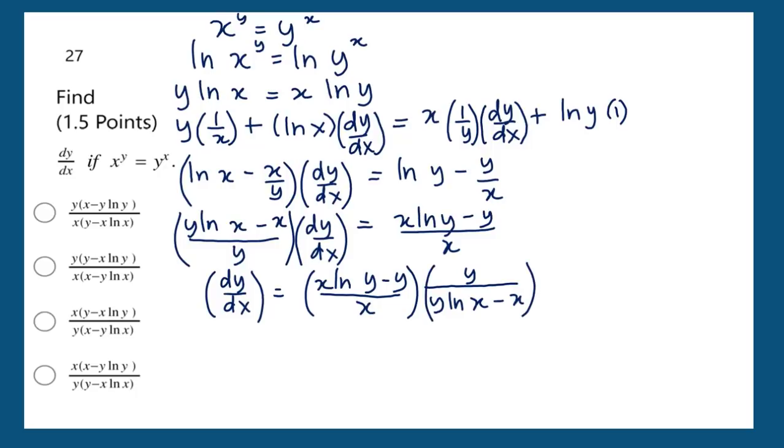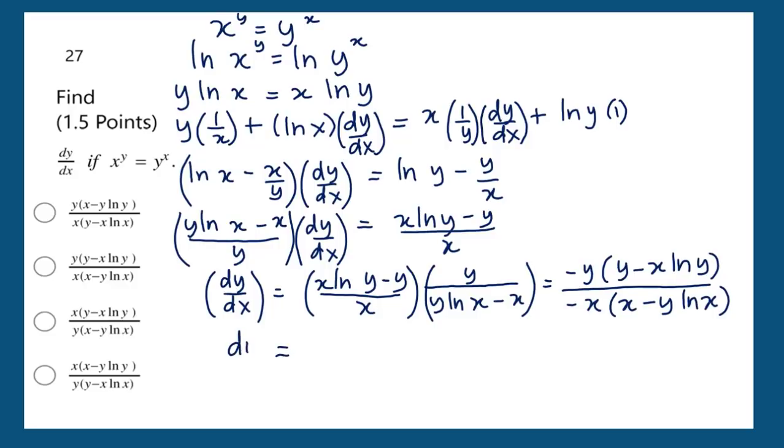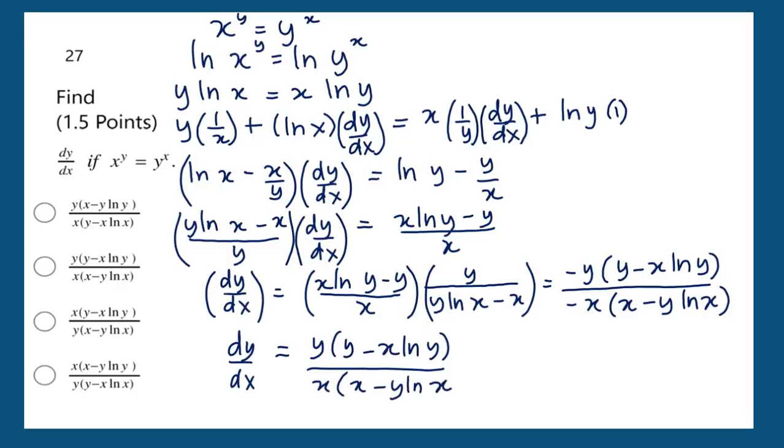Okay, so if I want to factorize out the negative, so I will have the y minus x ln y, and factorize out the negative for the denominator. So you will have x minus y ln x. Okay, and you simplify this dy/dx. So you will have y times (y minus x ln y) over x times (x minus y ln x) here.